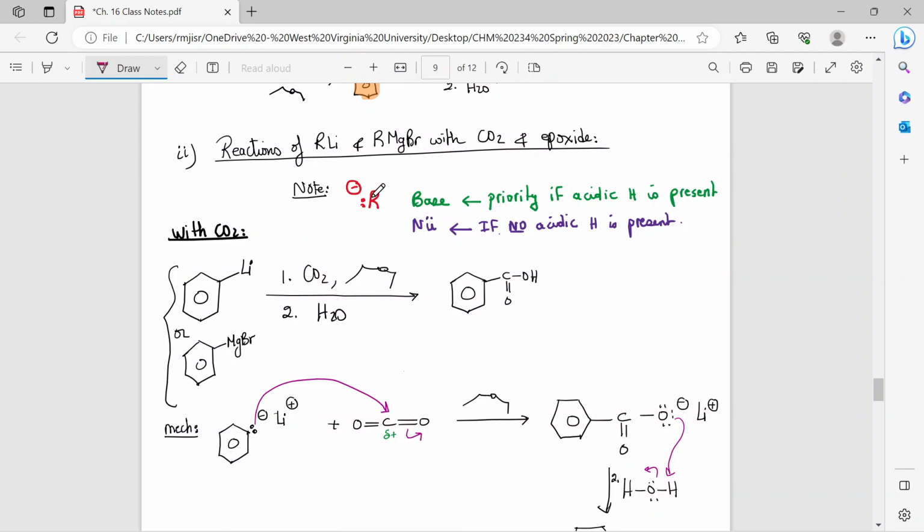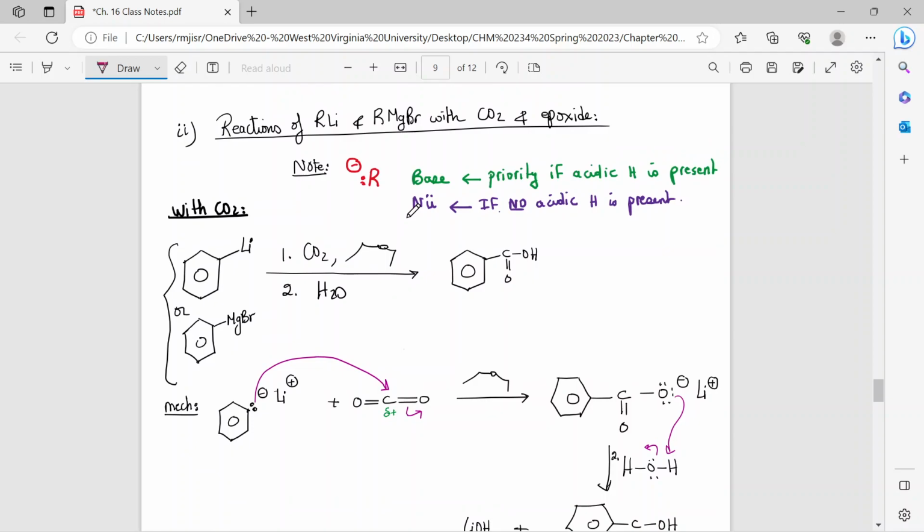The carbanion of the alkyl lithium and the Grignard can also react with carbon dioxide. This is similar to carbonyls because the Lewis structure of carbon dioxide is a C with two double bonds to O. This is linear. So it's as if you are working with a carbonyl. So these carbanions can react with carbon dioxide, where the carbon of the carbonyl is the electrophilic site, or they can react with the epoxide.